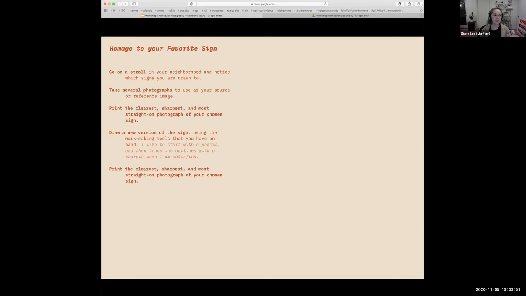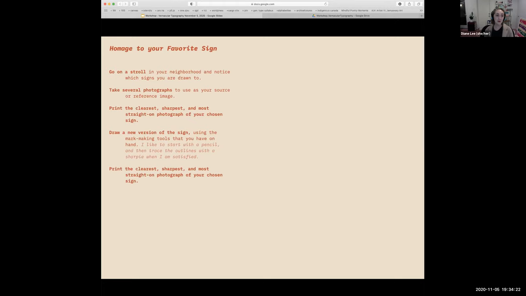So in homage to your favorite sign, again, I'd like you to go on a stroll in your neighborhood and notice which signs you're drawn to. They don't necessarily have to be the landmark sign. Like, you know, in my neighborhood, the landmark sign is the Western Appliance one. But my true favorite in my neighborhood is a toss up between the Why Not sign and the Western Appliance cowboy hat sign.